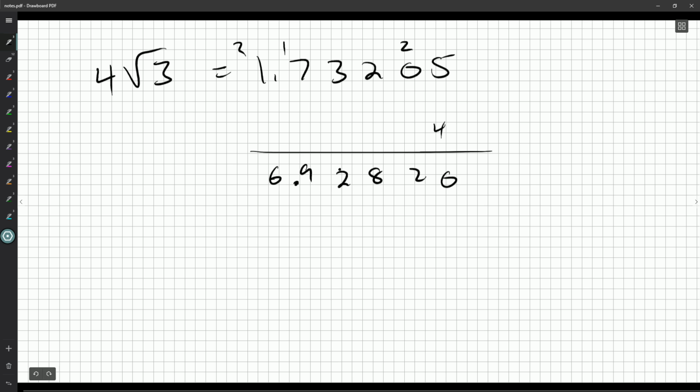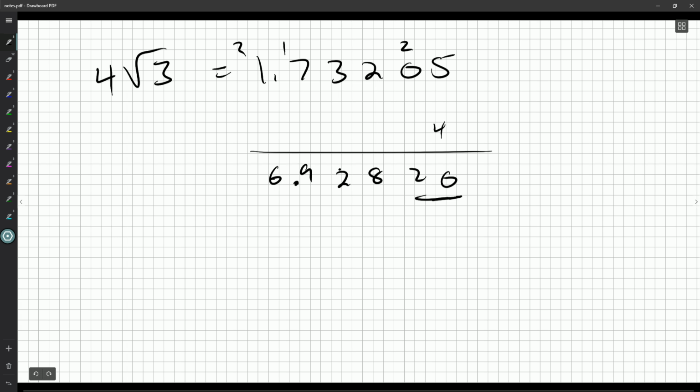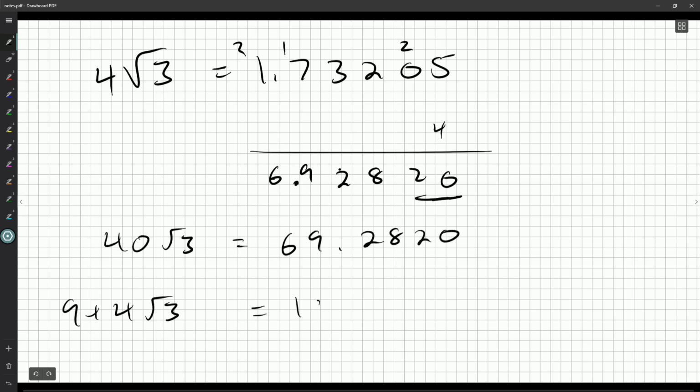6.92820-ish. The last 2 digits might be a bit iffy, but they asked us for 2 decimal places, so you can see I've got more than enough of a buffer here in case I'm rounding significant digits or things like that. So that's 4 root 3, 40 root 3, which is the top thing, should just be 69.2820. And 9 plus 4 root 3 should then be 9 plus 6 is 15. Okay, so now it's just sort of a decimal long division.